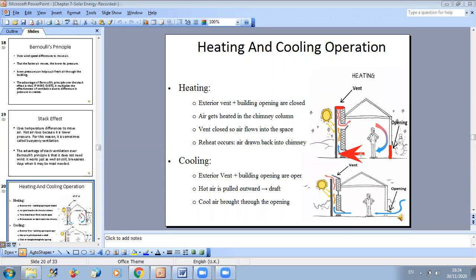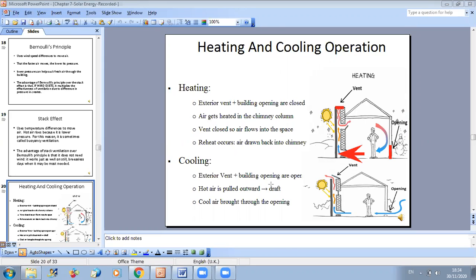Okay, so in heating, as we said, we have these four main issues. First, the exterior vent and building opening should be closed. Then air will be heated in the chimney column due to a stack effect. And vents here are closed so that air cannot flow outside, it will flow inside the space. And in this way, reheat will occur in cycles, so air is drawn back and forth into the chimney.